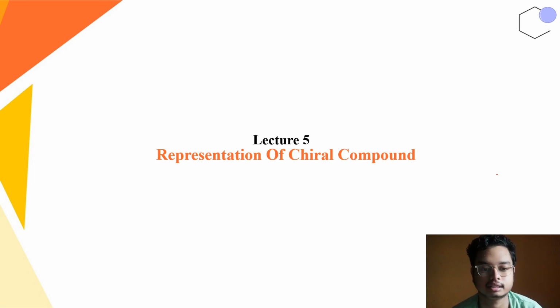In the next lecture we will talk about the representation of chiral compounds. A chiral compound is a 3D molecule, like all stereoisomers. From lecture 1 itself, we talked about how stereochemistry is mainly a 3D chemistry. Now there is a certain way to represent that 3D chemistry in our 2D plane, that is, our copy or notebook. What the representation technique of a chiral compound on a 2D surface should be will be discussed in our next class.